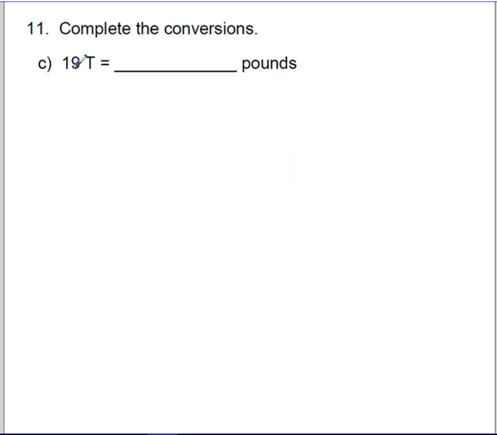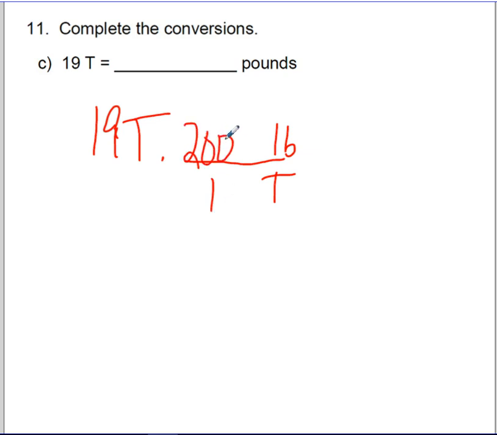Here we have 19 tons. The capital T is for the US tons, and it equals how many pounds? And so 19 tons. We want to get rid of tons and keep pounds. And the conversion is that 1 ton equals 2,000 pounds. So in this case, we get to multiply. 19 times 2,000 gives us 38,000 pounds.